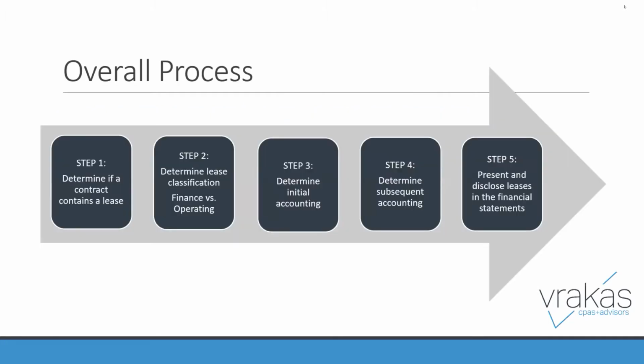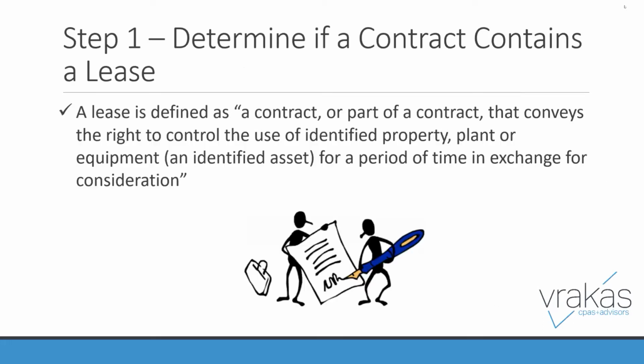So I thought since the revenue recognition standard was a 5-step model that we should put the lease standard into a 5-step model. So we're going to go through each of these steps in detail today, but this is kind of a nice overview for everyone. Step 1 is determining if your contract contains a lease.